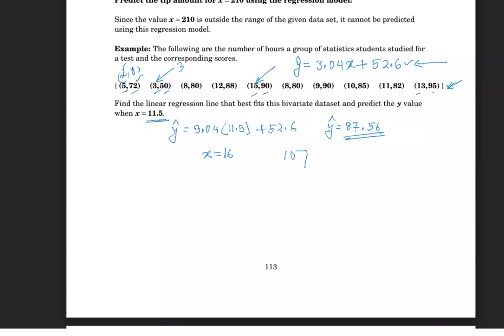Exams are typically out of 100. You cannot get 107 just because you studied 16 hours. They didn't get extra credit. Remember what the problem is? The number 16, x equal to 16, is not within the window of x values. The smallest x value is 3, and the largest x value is 15. So you can predict values for x that lie between 3 and 15 only.